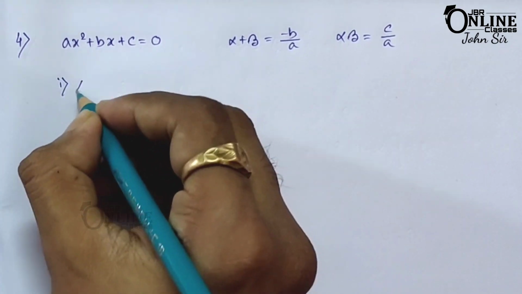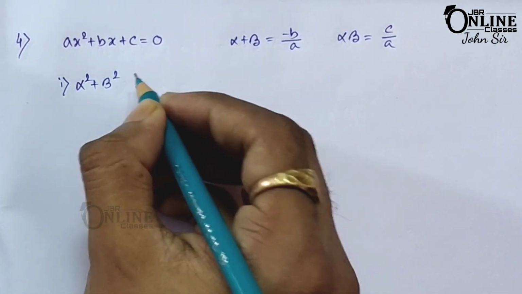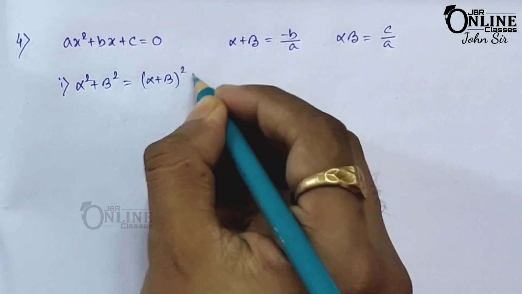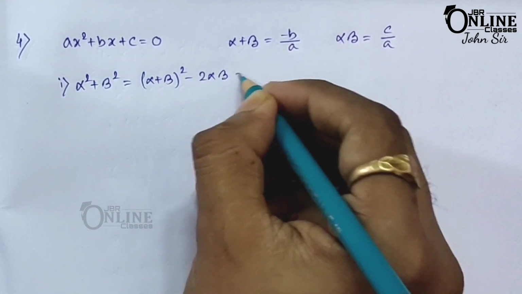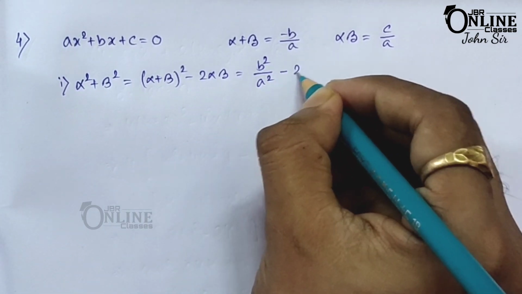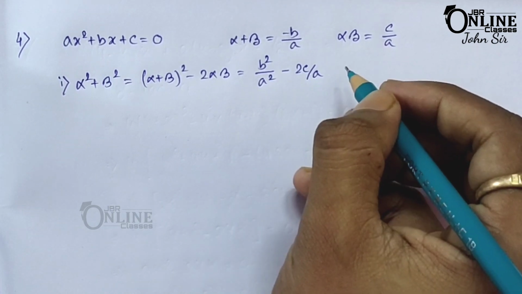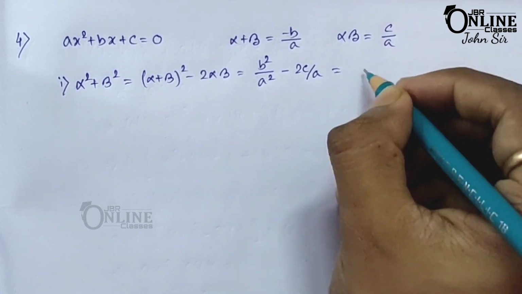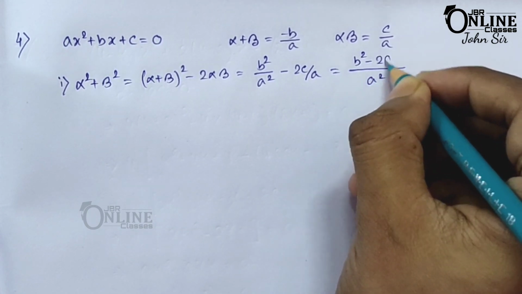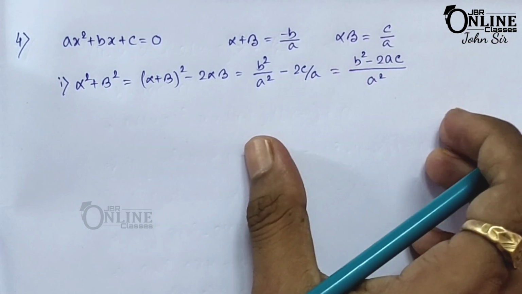So here first one is alpha square plus beta square. Okay, so you know the formula, same formula, alpha plus beta whole square minus 2 alpha beta. That means this one will be b square by a square, and here 2c by a. Okay, so now here LCM will be a square, so b square minus 2ac by a square is your answer.